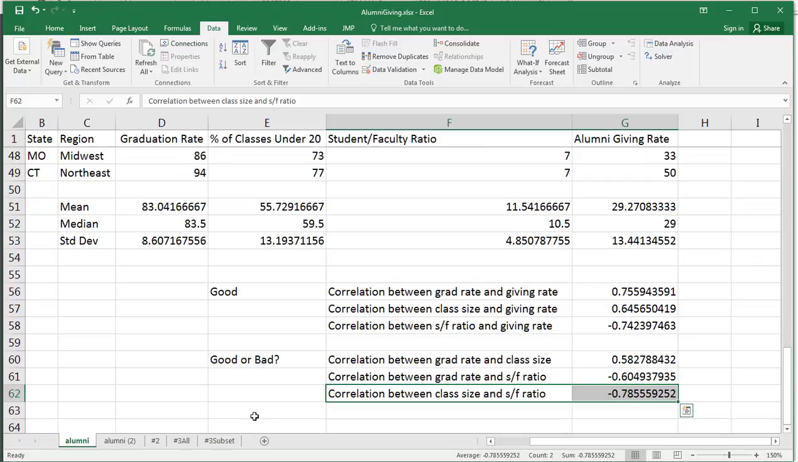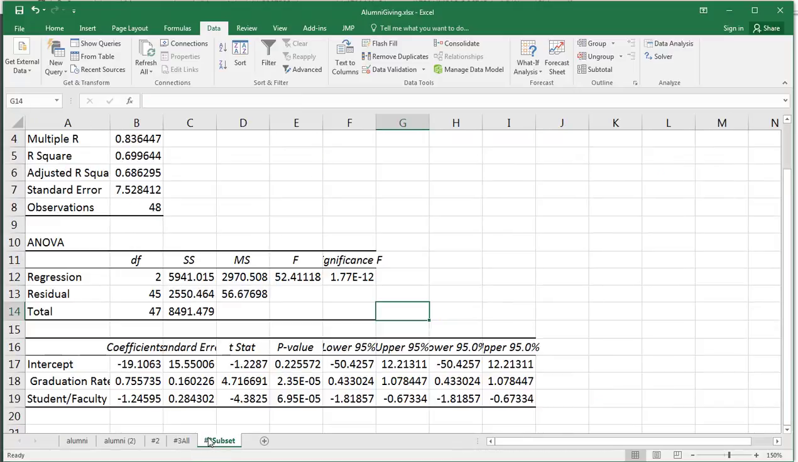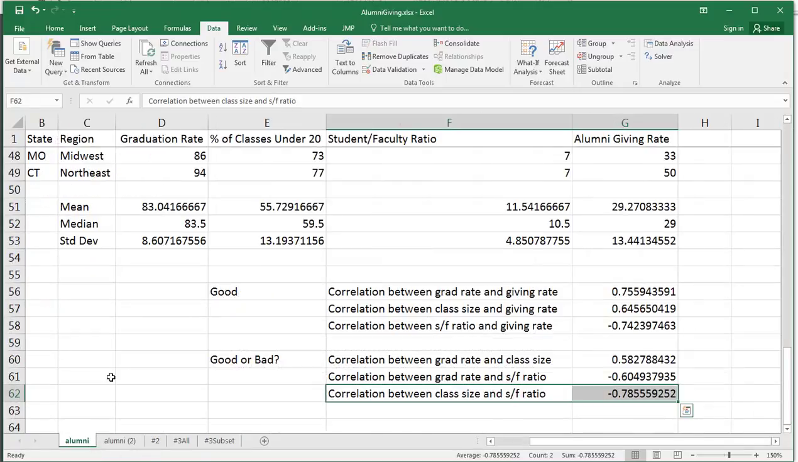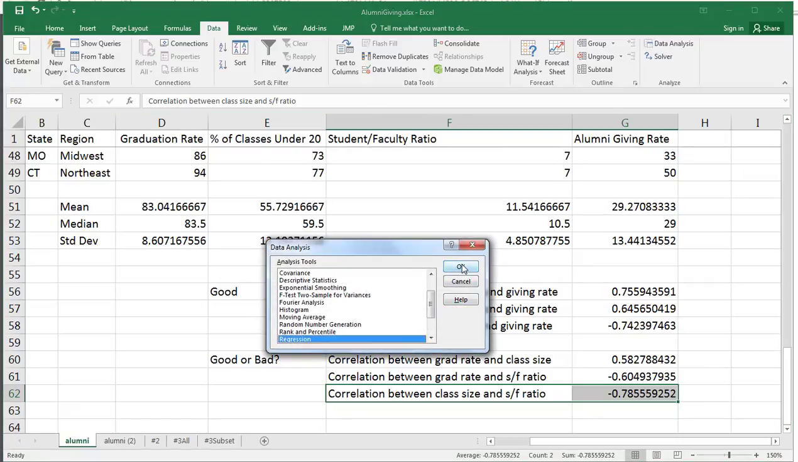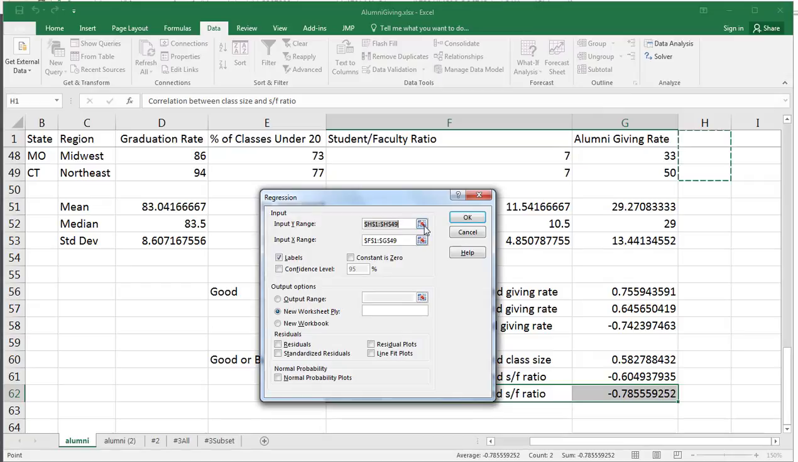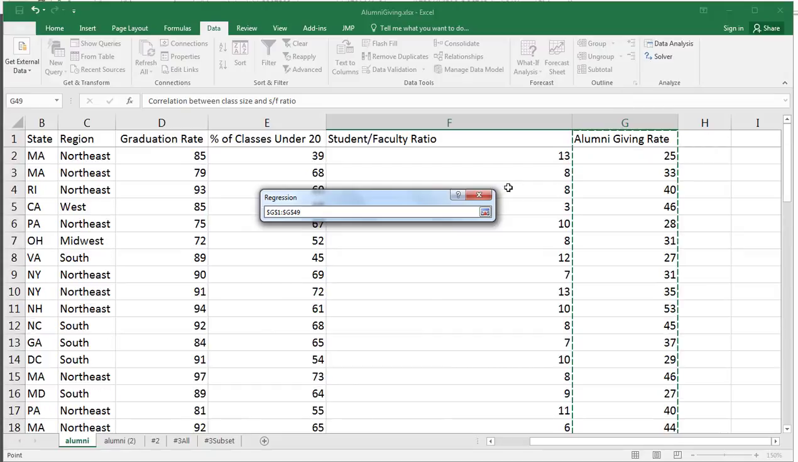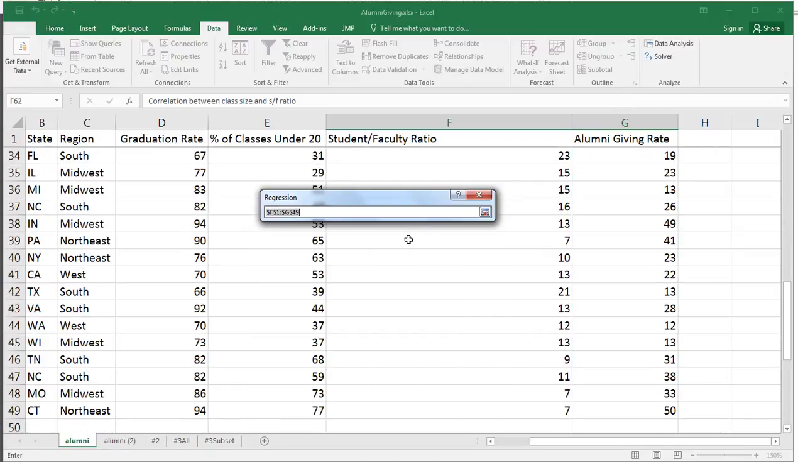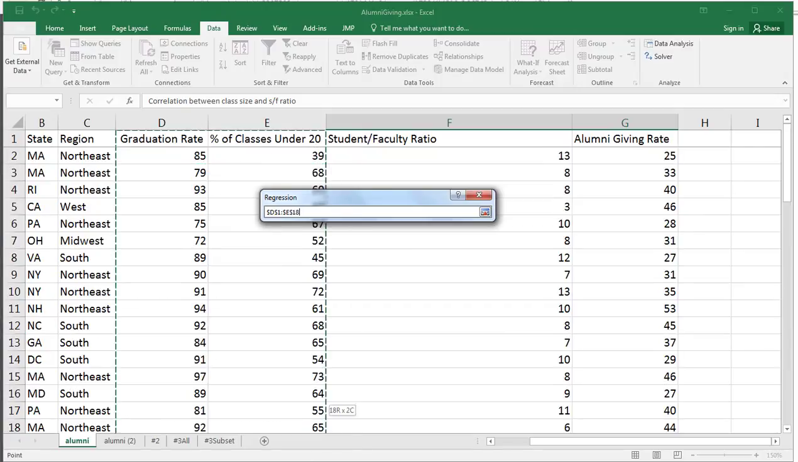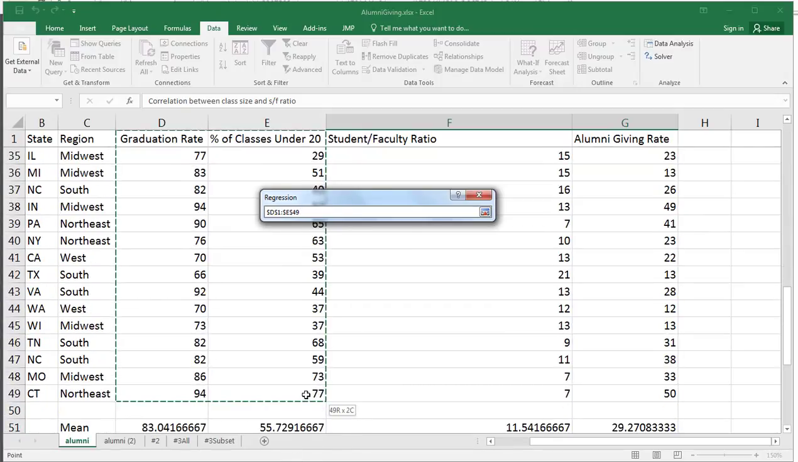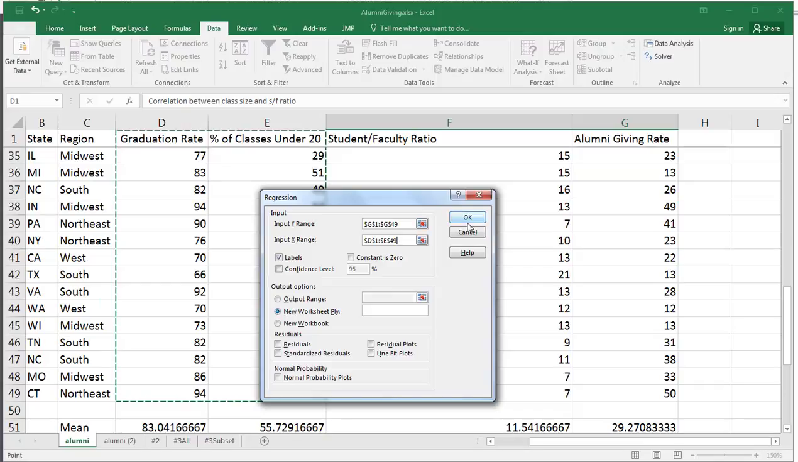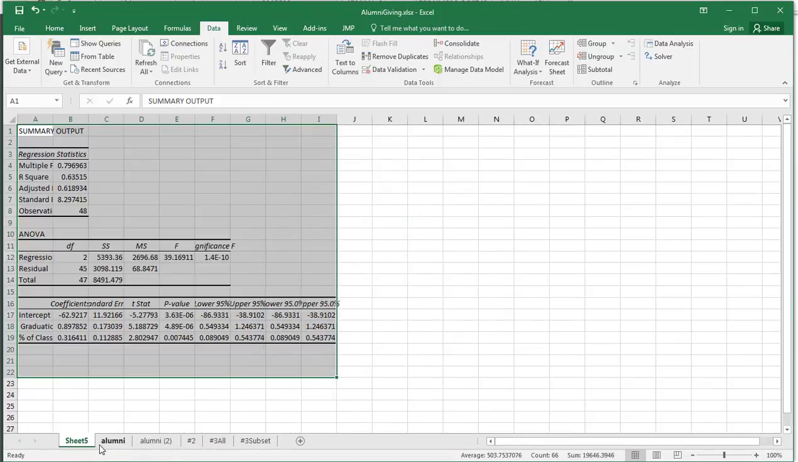So let's just do that. Why not? All right, graduation rate and class size. I can do that from this one because they're next to each other. So data analysis, regression, and I've got to go back to G now, it wasn't H. And then this is graduation rate and percentage of classes under 20. And new worksheet, click OK. And move it over here, make it bigger.